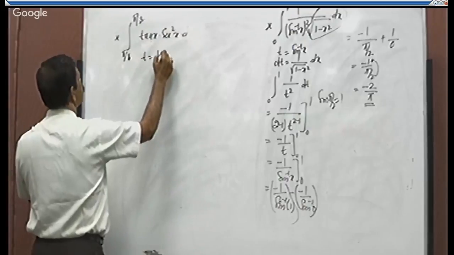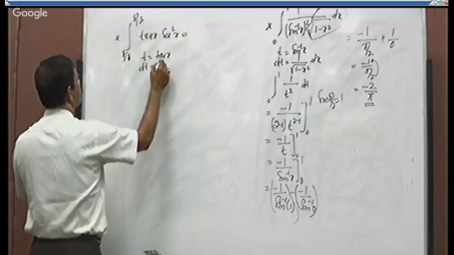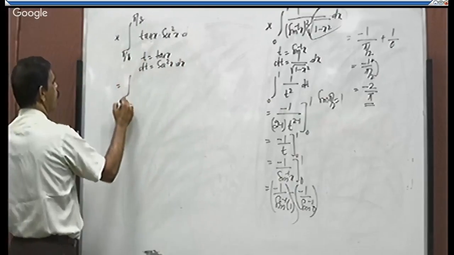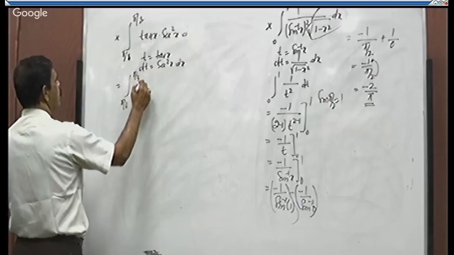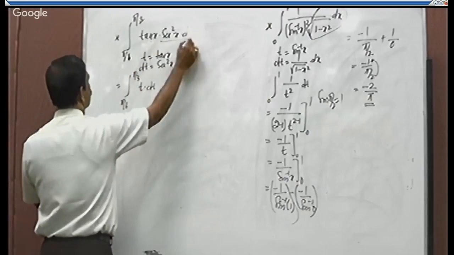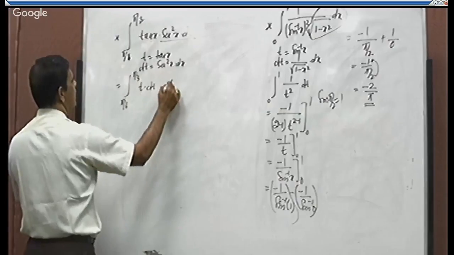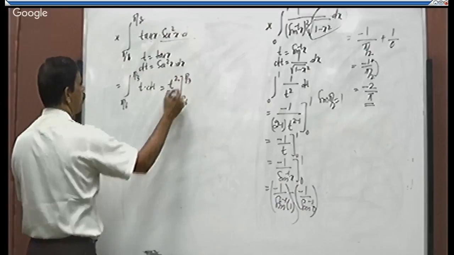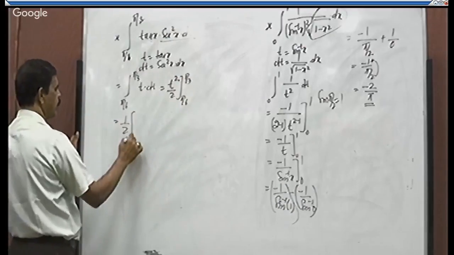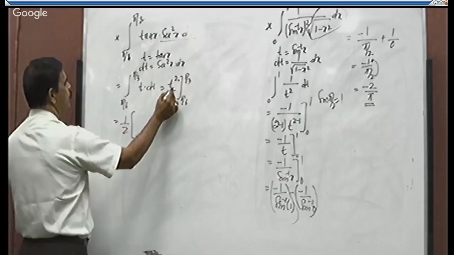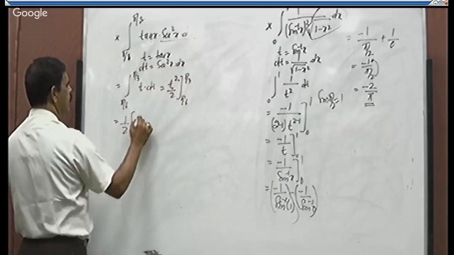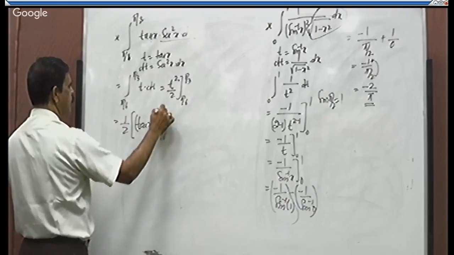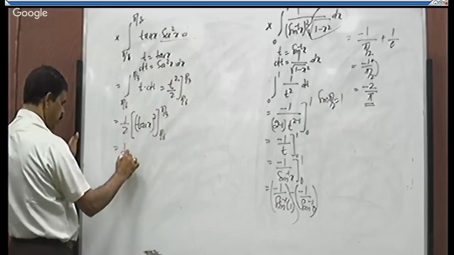Let t be equal to tan x. Differentiation is what? dt is equal to secant square x dx. It is pi by 6 to pi by 3 t into dt, right? Secant square x dx is equal to dt. Integration is what? t square divided by 2, pi by 6 to pi by 3, or it is 1 by 2 into. Apply the limit. Before applying it, replace the t. What is t? Tan x, so tan square x.